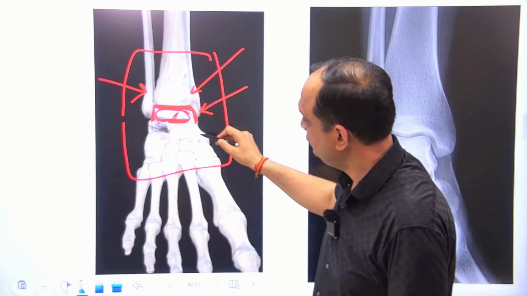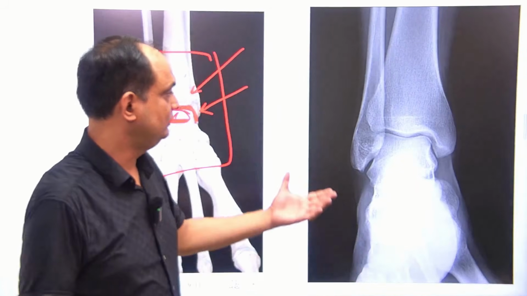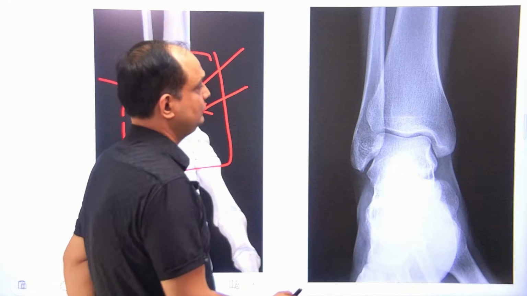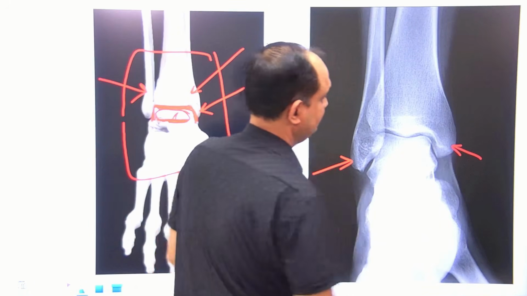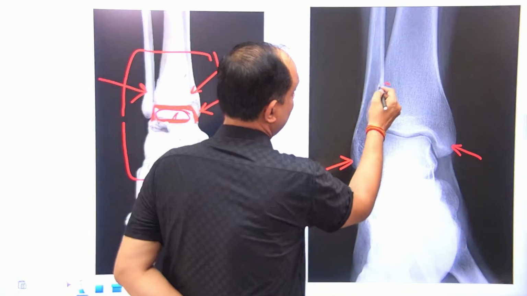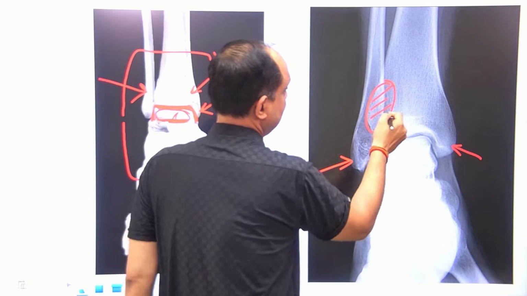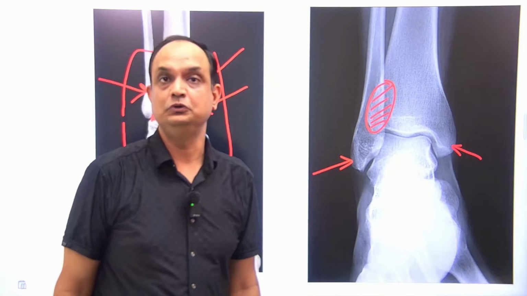Apart from that you are able to see some bones of your foot. Now in this image you will have the question to identify these bony points. So what is this? This is the medial malleolus, this is the lateral malleolus. Now what type of joint is this? This is the inferior tibiofibular joint and it is a syndesmosis.